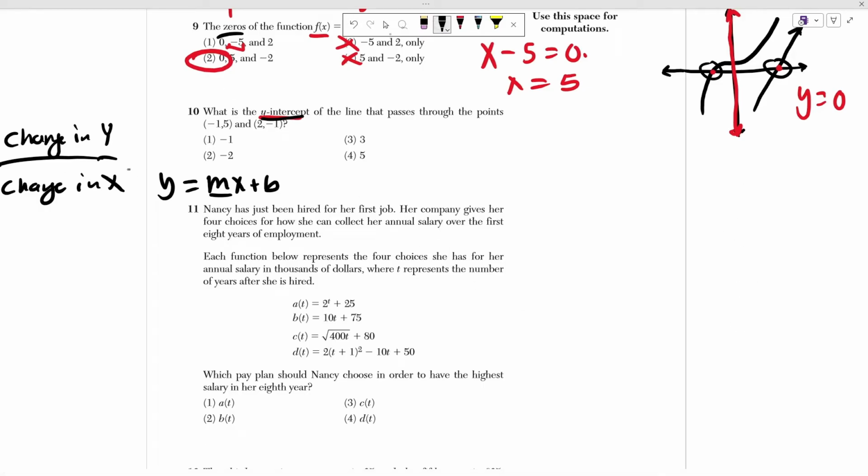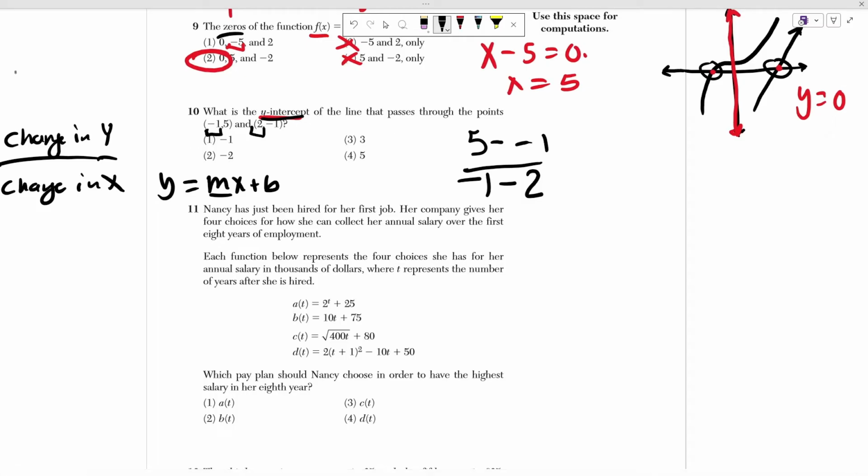So let's find the change in y and the change in x. Our first x point is negative 1, and then it goes to 2. So we start from negative 1 and we end up at 2. The change here would be negative 1 minus 2. That's how we find that change. Next, we start at 5 and we end up at negative 1, so we do 5 minus negative 1.